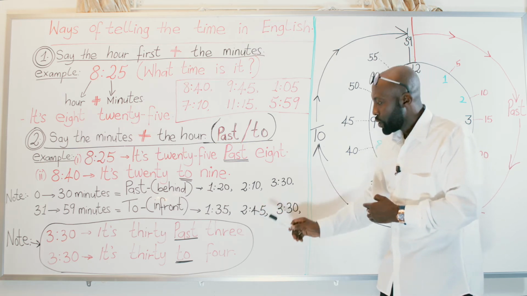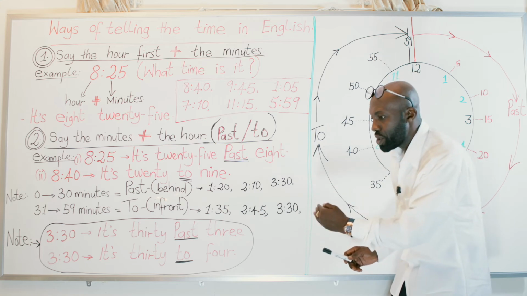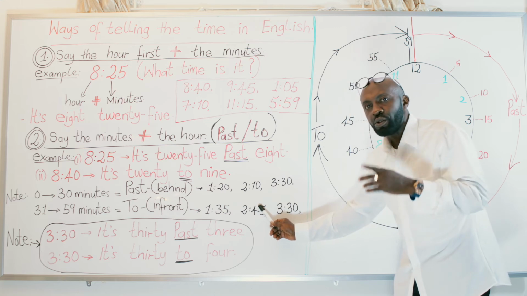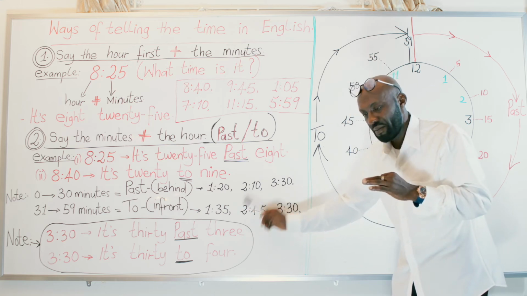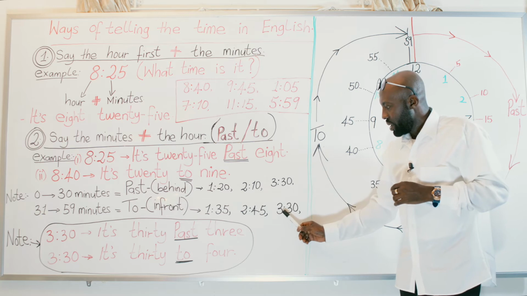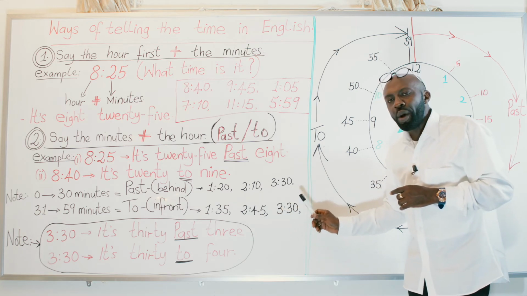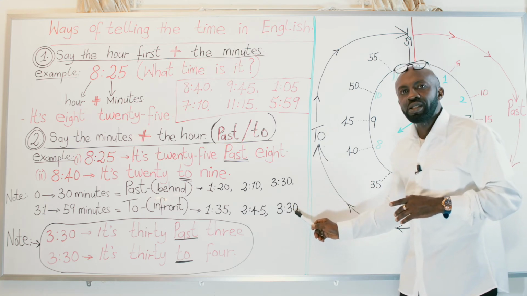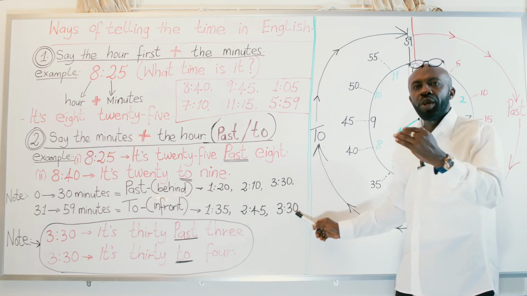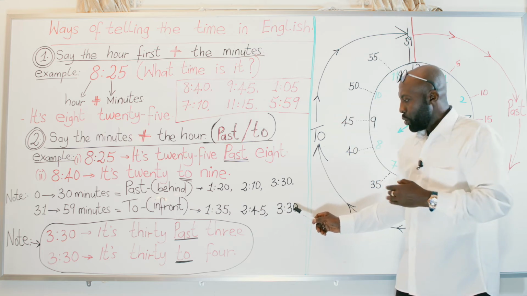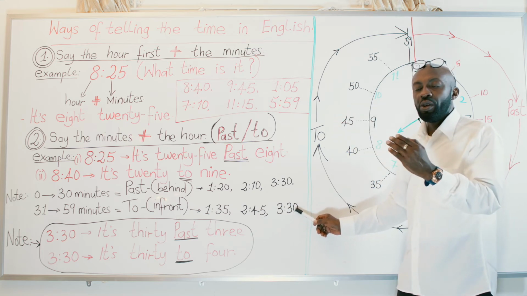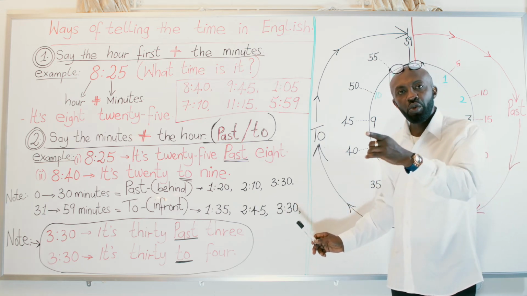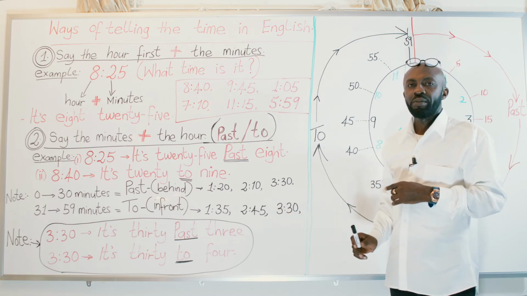It's 15. So the time here, if you want to say the minutes and the hour, you will say it's 15 to 3. Here is 3:30. How many minutes are you going to add to 3:30 to reach 4 o'clock? You're going to add 30 minutes. So the time here is 30 to 4.